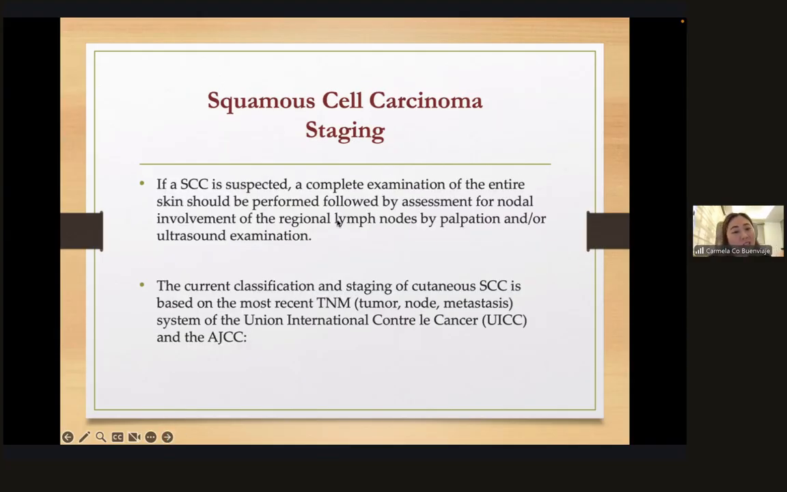So, if SCC is suspected, a complete examination of the skin should be performed, followed by assessment for nodal involvement of the regional lymph nodes, either by palpation or by ultrasound examination.